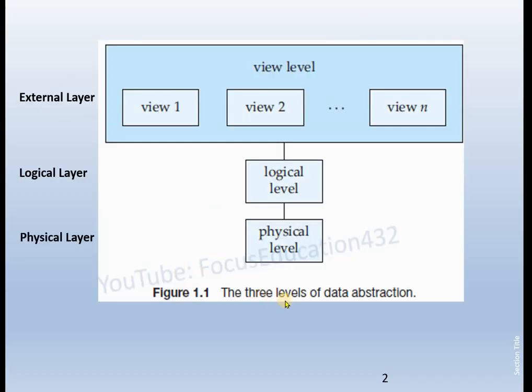The three layers of data abstraction in a database management system are shown in this figure. The layers are physical level, logical level, and the view level. So what is actually data abstraction?